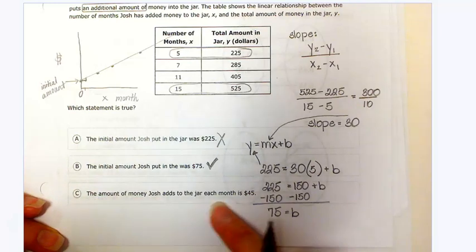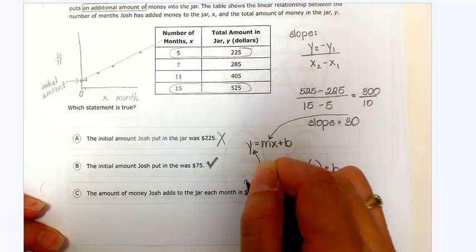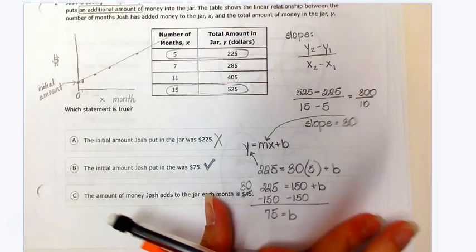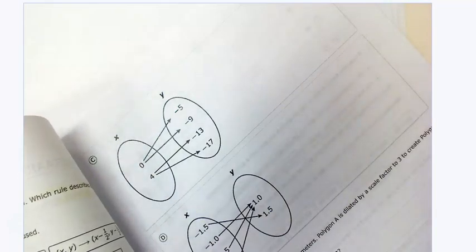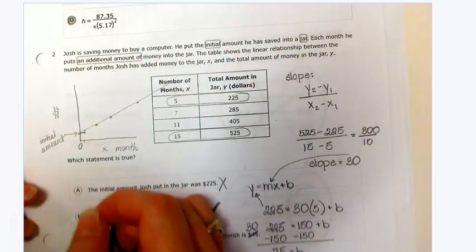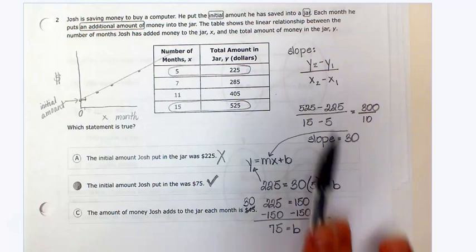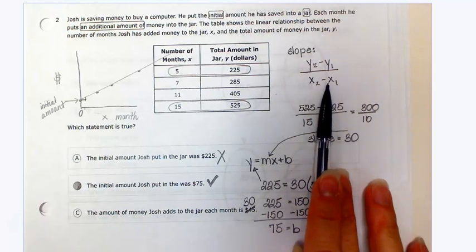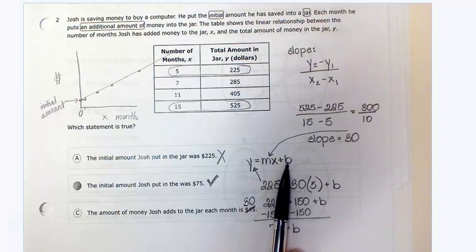So that's not going to be the right answer. The amount of money Josh adds to the jar each month is 45. No, that's the slope, and we determined that he puts $30 a month in. And then the last answer choice says the amount of money Josh is adding to the jar each month is 60. No, he's adding $30 a month. So we're going to go with answer choice B. But what I did, again, is I used the slope, and then once I had the slope, I just used the slope and picked one of the points, it doesn't matter which, to determine my y-intercept, and then I've got my whole thing. All right?